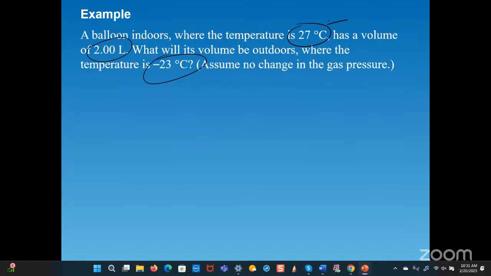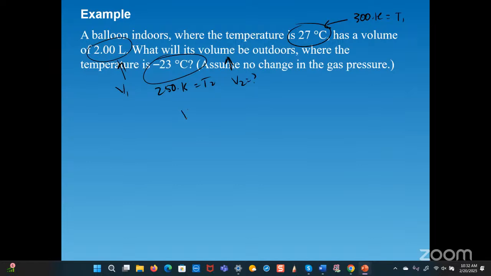So one of the first things I would do is convert each of these to Kelvin. So the 27 degrees plus 273, that is equal to 300 Kelvin, and that would be my T1. And the minus 23 would be equal to 250 Kelvin, and that would be T2. And then this volume here would be V1, and the question is asking for V2.